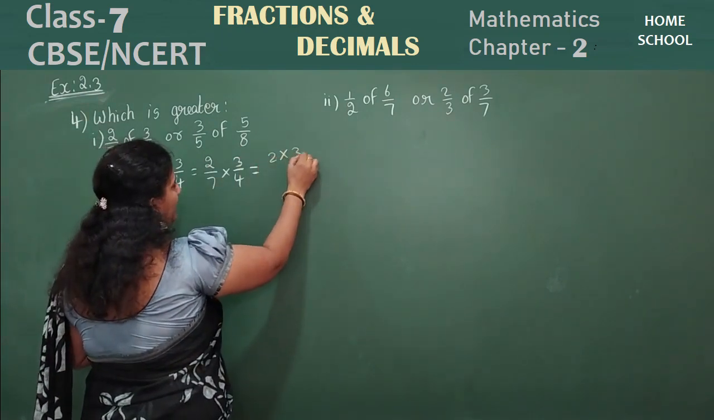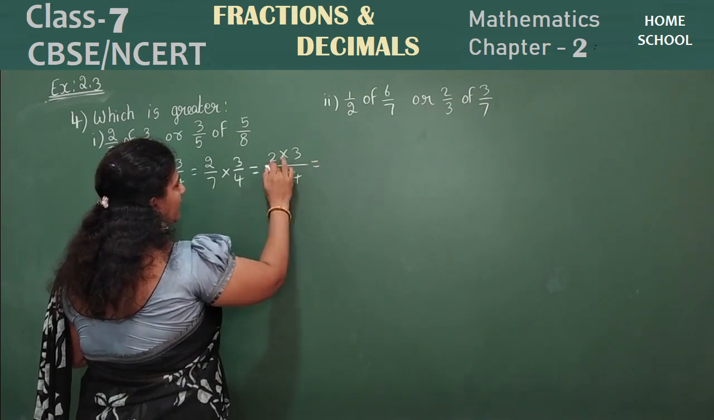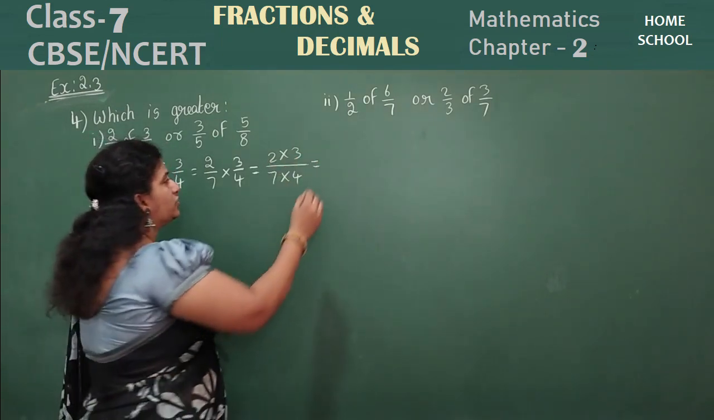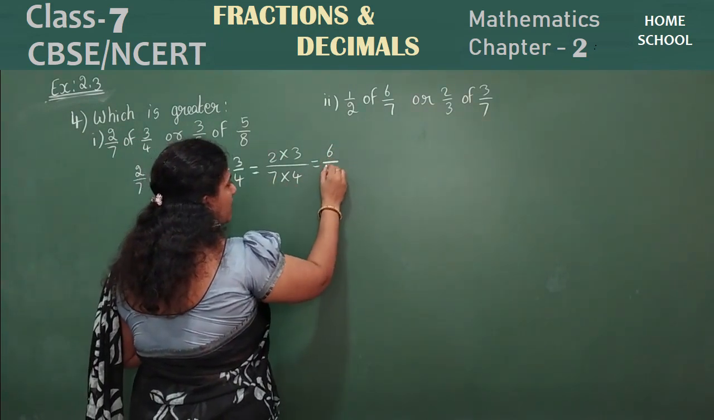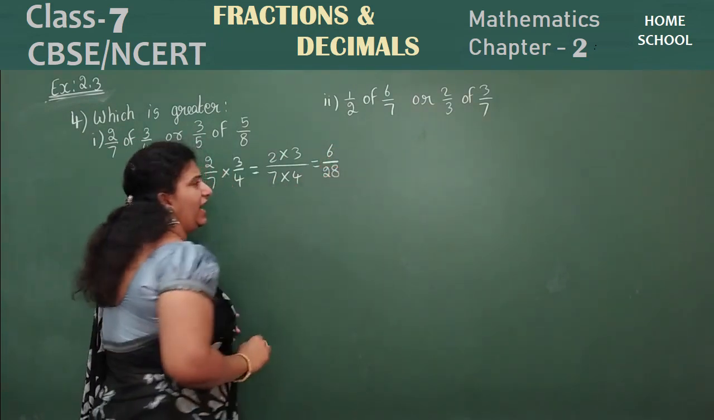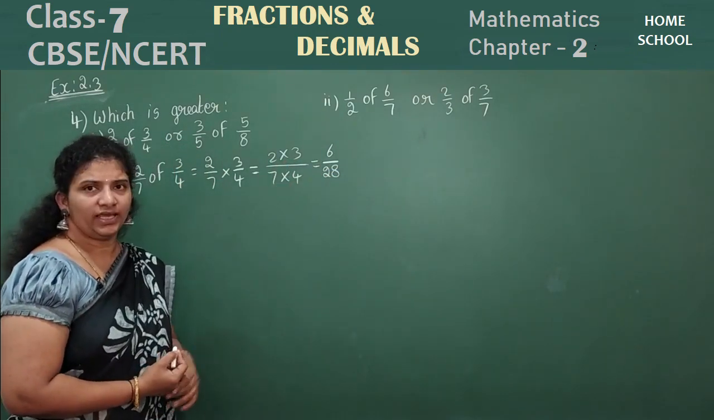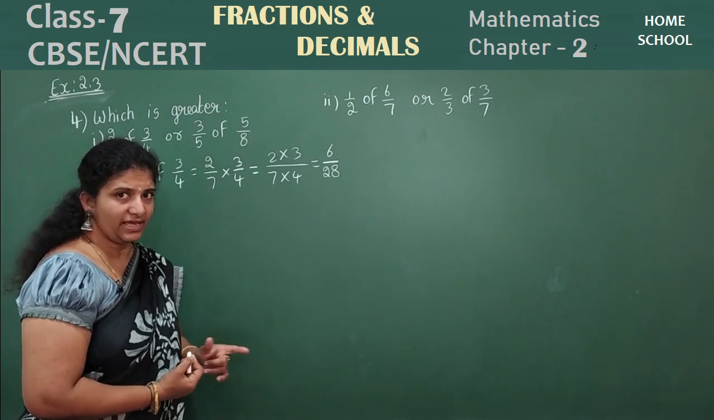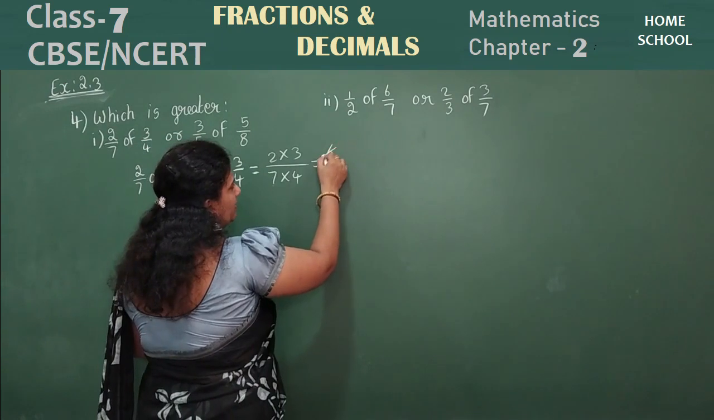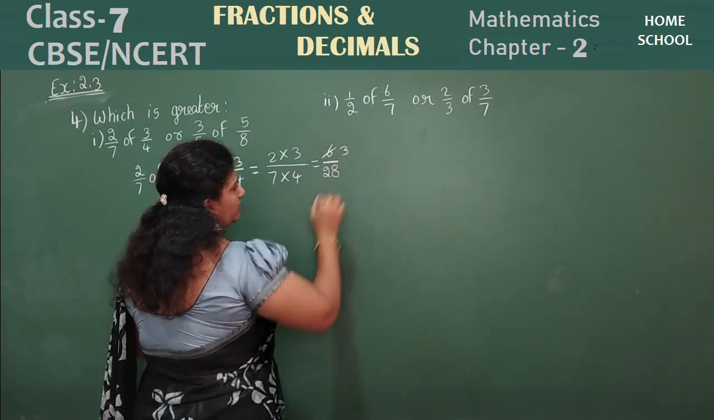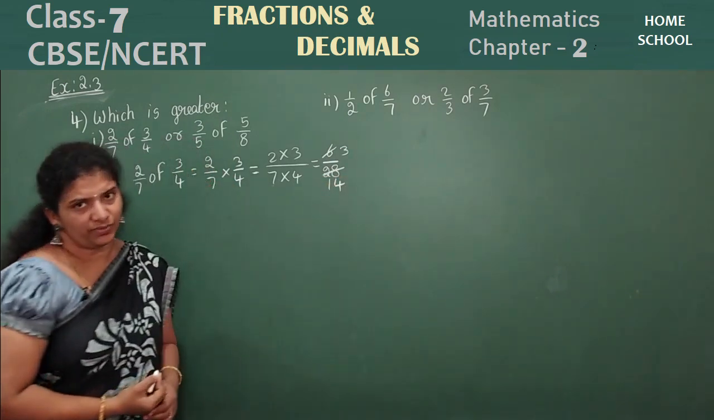Numerators multiply by denominators. That will be 2 3s are, how much? 6. Then 7 4s are 28. Right? So, look here carefully. Can you cancel? Yes, we can. Right? Let's cancel which table? 2 table. 2 3s are 6, 2 14s are 28.